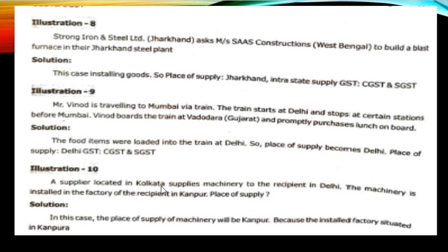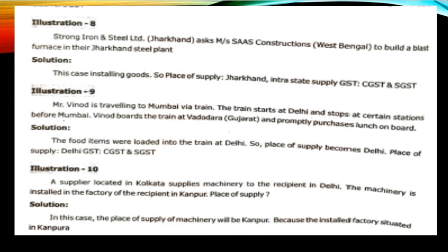So here the supplier is in Kolkata and the recipient is in Delhi. But where is the installation made? It is made at Kanpur. So in this case, the place of supply of machinery will be Kanpur because the factory where it is installed is situated in Kanpur. So they have asked what is the place of supply. So the place of supply will be Kanpur.